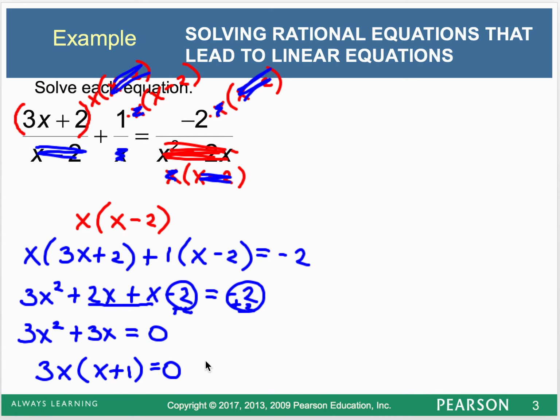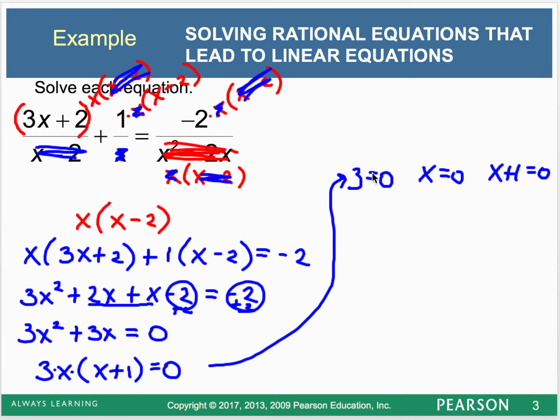So that means we got a bunch of stuff multiplied together, right? So either 3 is 0, x is 0, or x plus 1 is 0. Now 3 is not 0, right? That's not the one that's 0. At least one of these is. 3 does not equal 0. I cannot make it equal 0. This is already solved for x. If I subtract 1 here, I got negative 1.